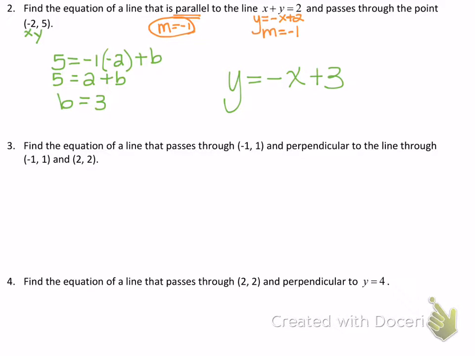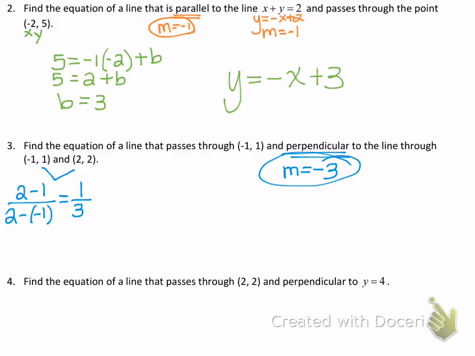Okay, so it says find the equation of a line that passes through negative 1, 1 and is perpendicular to the line through those 2 points. So the first thing we need to do is find the slope of these 2 points and then be able to do the opposite reciprocal of it. So that's 2 minus 1 over 2 minus negative 1, which gives me 1/3. So therefore, since it's perpendicular, the slope of the line that I'm going to finish with is the opposite of that. So it's going to be negative. And the reciprocal of 1/3 is 3. So this is the slope that I'm going to have in my final answer.